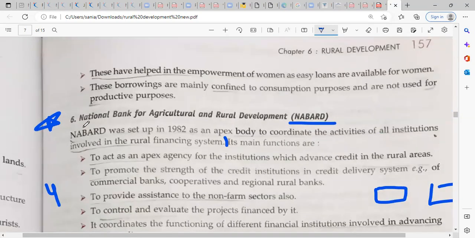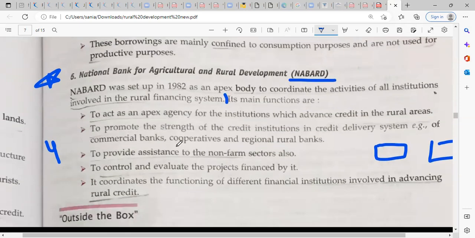Or they can ask you the question, what do you understand by NABARD? Write a note on it. So you have to write the entire thing. But in case they are asking you to write the sources, then in one or two lines, like for function, you can mention one or two functions. That's enough. But if they are asking you specifically about any particular topic, then you have to write the entire thing. Clear?